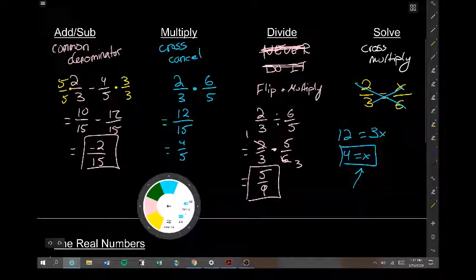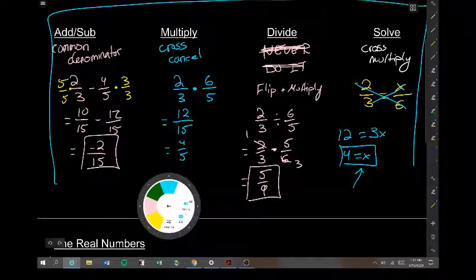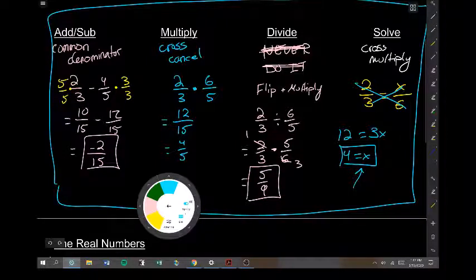This is the sort of thing that, if I were you and you struggle with this, I would make a note card or a flash card, pin it up on my wall, and look at it all the time. Say, okay, add, subtract, common denominator, multiply, cross cancel, divide, flip and multiply, solve, cross multiply. And if you have something on your wall you can keep referring to, or on the back desktop of your computer, or tattooed on your wrist, I don't really care, then you can always look at it and learn from it.